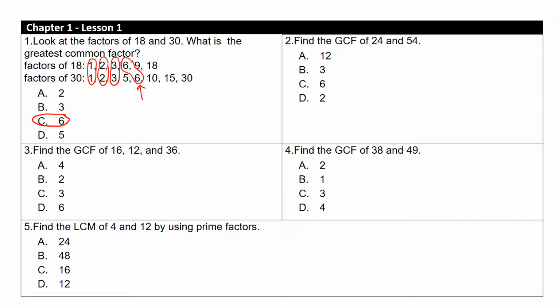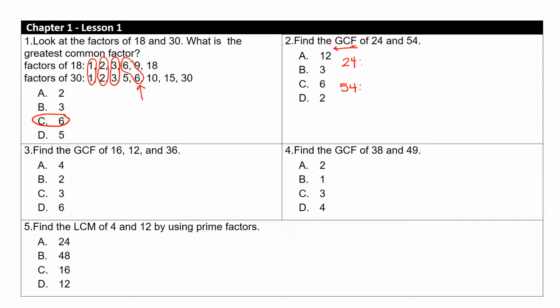Find the greatest common factor of 24 and 54. So we're going to list. I like to say that when you want to find the greatest common factor, you work backwards. First, you find the factors of each number. That's what F stands for. So we have the number 24 and the number 54.